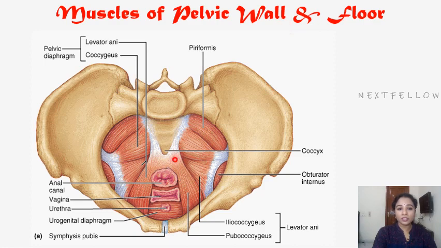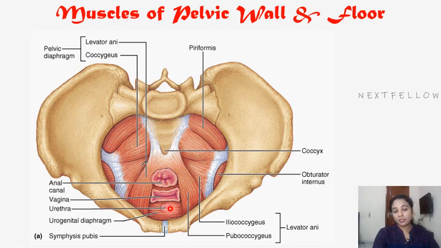And next you can see the levator ani, which has several components. Mainly we can say pubococcygeus and iliococcygeus are the two components of levator ani. Iliococcygeus is present on each side, like a triangle, gaining its origin from the ilium and obturator fascia. This is the obturator fascia covering the obturator internus muscle. It is called iliococcygeus because it inserts into the coccyx.